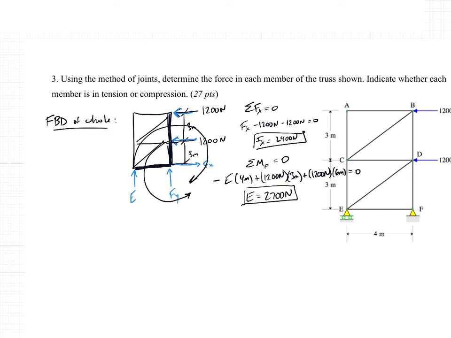Then we will need the sum of the forces in the y, which you could probably do in your head at this point. E is up, plus Fy is also up, right? So if E is 2,700, then Fy equals negative 2,700 newtons. Okay, cool.